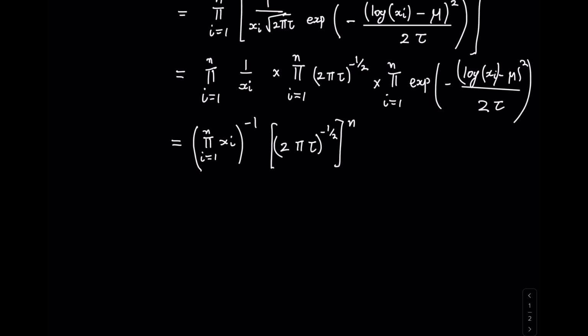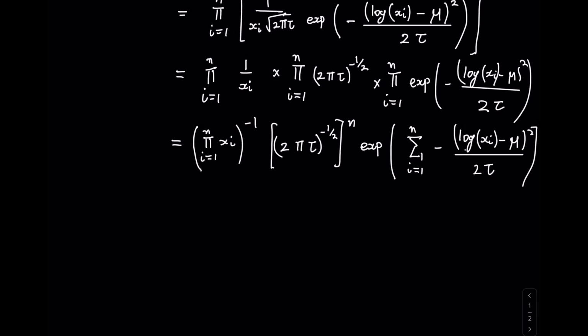And then finally, when you take the product of exponentials, remember these are powers, and a product of powers is equivalent to the power of the sum of the exponents. So in this particular case, this becomes exp of the sum from i equals 1 to n of negative (log xi minus mu) all squared all over 2 tau, in brackets.